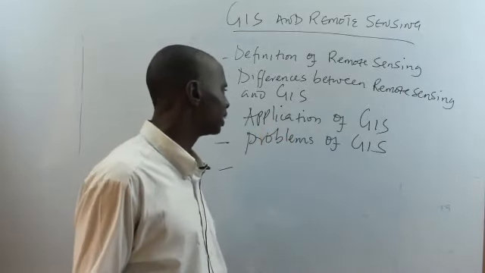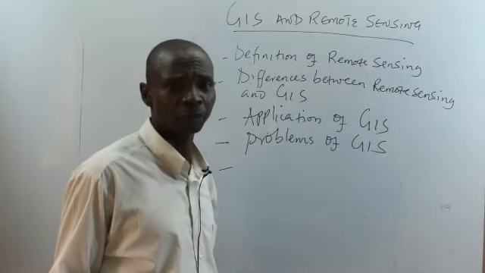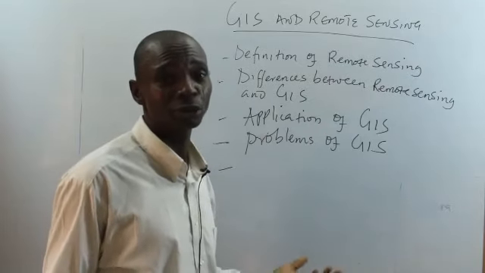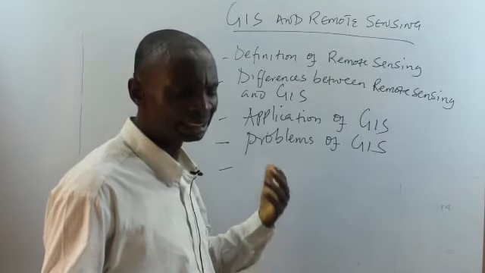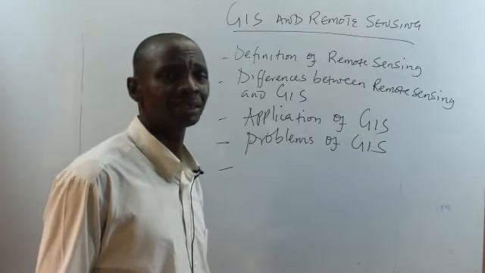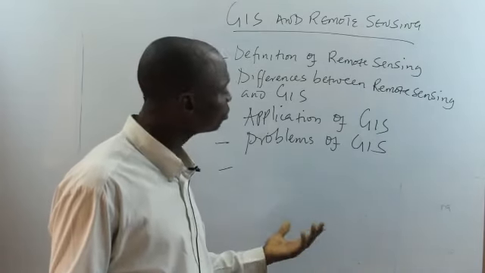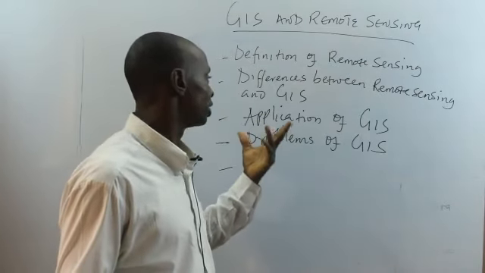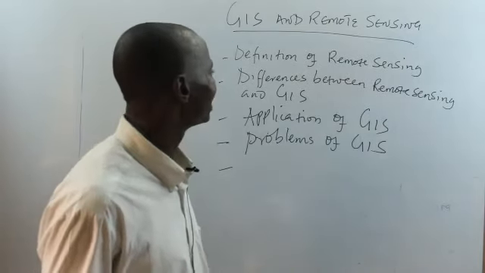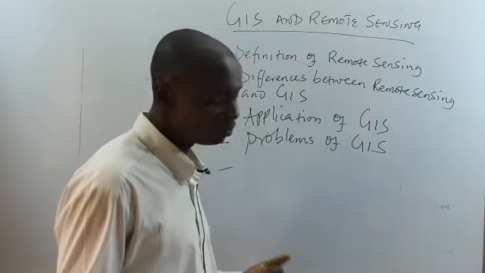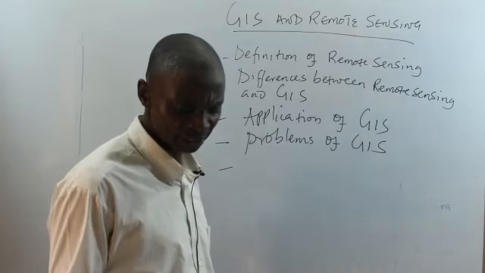How can we apply GIS? Where is GIS necessary? In all, even in the health sector, we use geographic information system. In business management, GIS can be applied. A successful business endeavor depends on the location. The planning and execution of this is by the help of geographic information system.